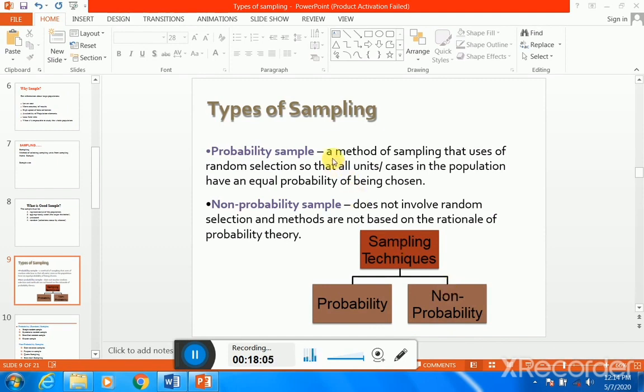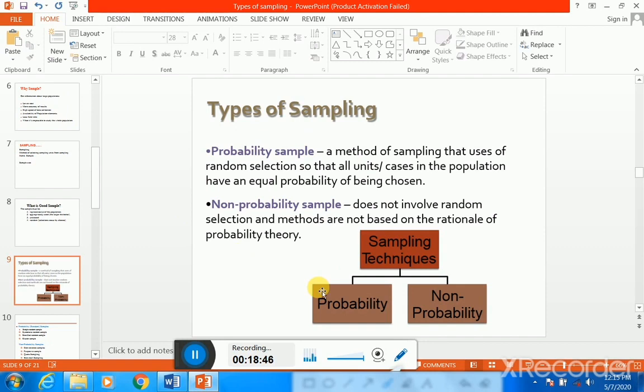Now the proper bookish definition. First, probability sample: a method of sampling that uses a random selection so that all units, cases, members, subjects in the population have an equal probability chance of being chosen. And a non-probability sample doesn't involve random selection and its methods are not based on the rationale of probability theory. Equal chances are not necessary. Hope, inshallah, a bit of the idea will be clear.